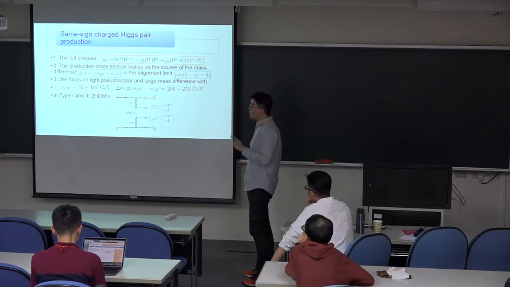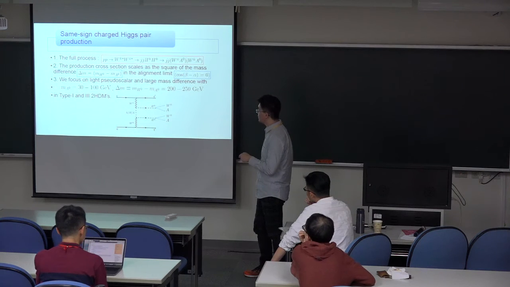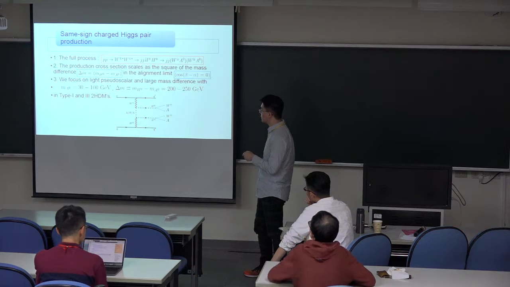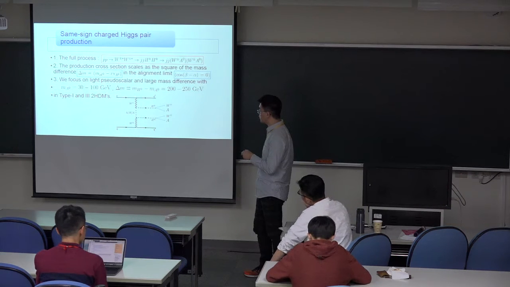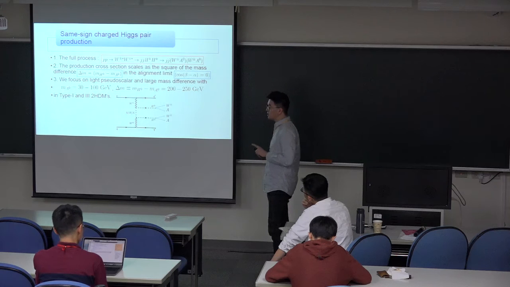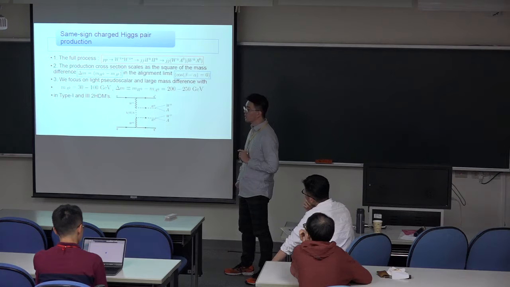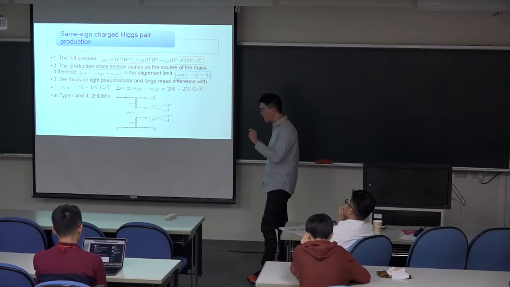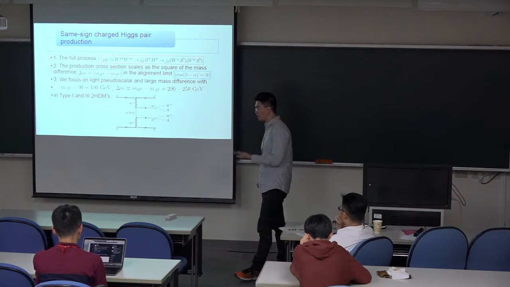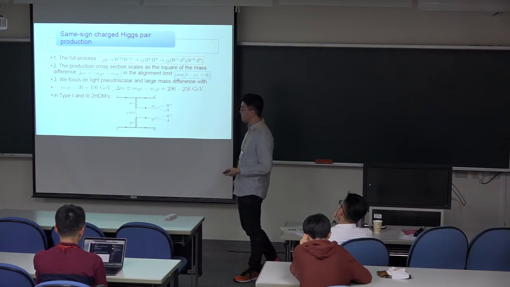I will tell you later that this production mode is sensitive to the mass difference delta m, the difference between MH minus MA. So this production mode is very sensitive to exploring the mass spectrum in a two Higgs doublet model. This is important because if we can know the whole mass spectrum of the two Higgs doublet model, then we know more about these models.